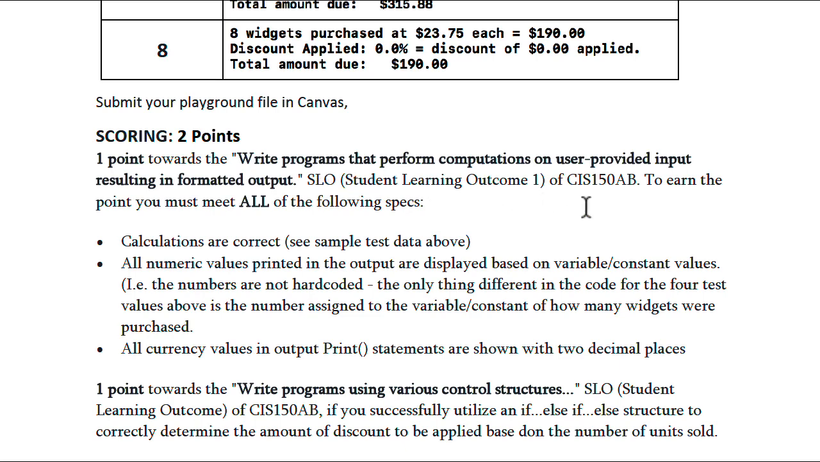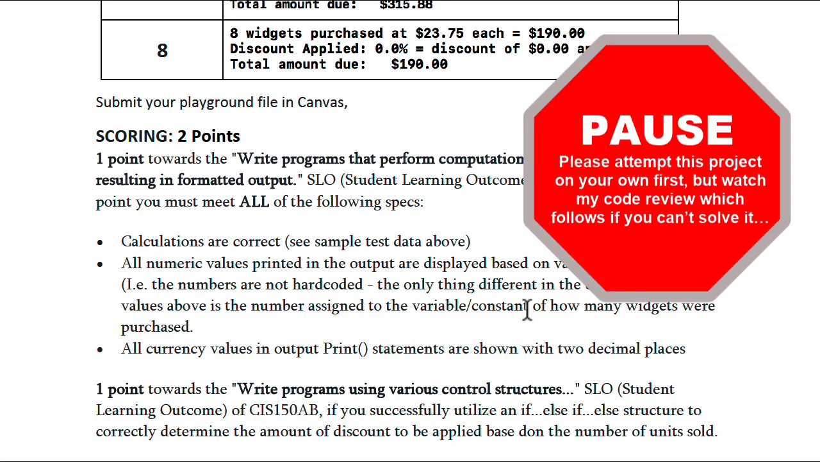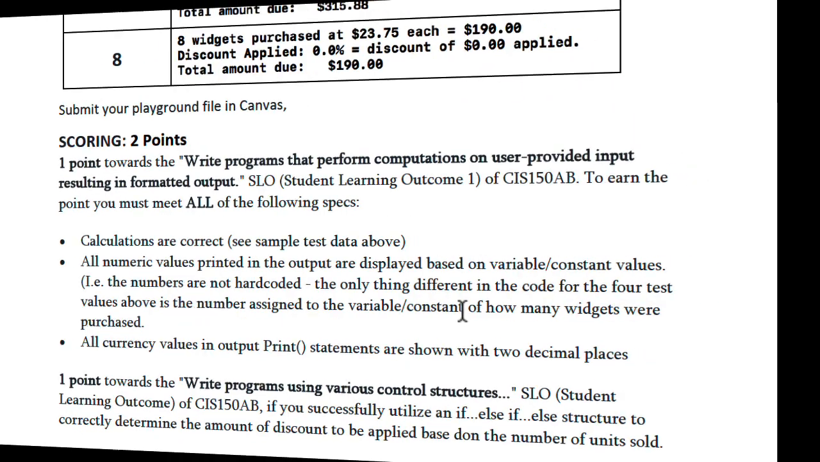So again, we are writing programs that perform computations on user-provided input, resulting in formatted output. We're also going to write a program that uses various control structures, in this case, an if, else structure. We'll make sure all currency values are shown with 2 decimal places. So go ahead and pause the video here, try this on your own, and if you have problems, come back and watch my solution, which will follow.